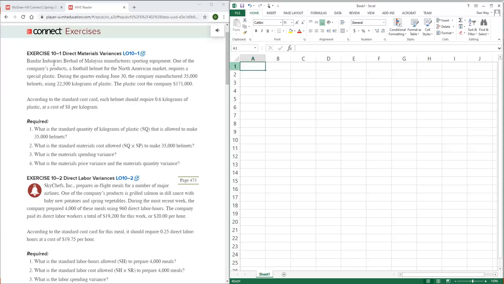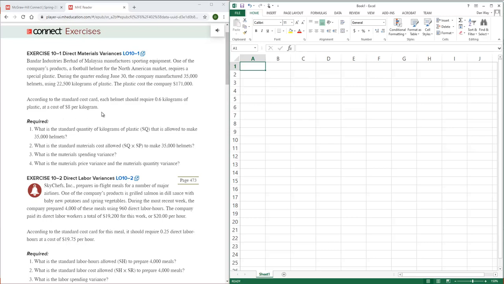So that exercise said Bandar makes some sporting equipment, and one of the things they make is a football helmet for the North American market, and it takes a special plastic, this raw material. So during the quarter ended June 30, the company manufactured 35,000 helmets using 22,500 kilograms of plastic, and that plastic cost in total $171,000. We also know that according to the standard cost card, each helmet should require 0.6 kilograms of plastic at a cost, again that's standard cost, of $8 per kilogram.